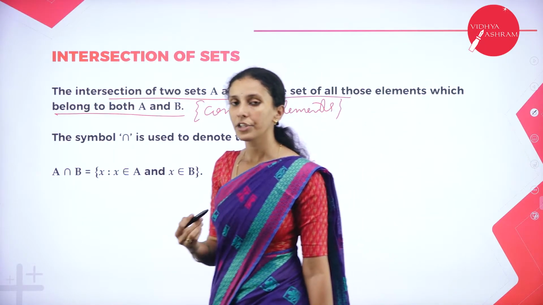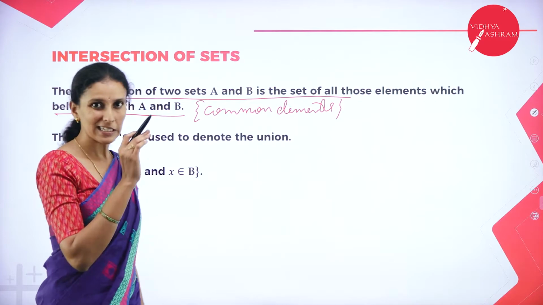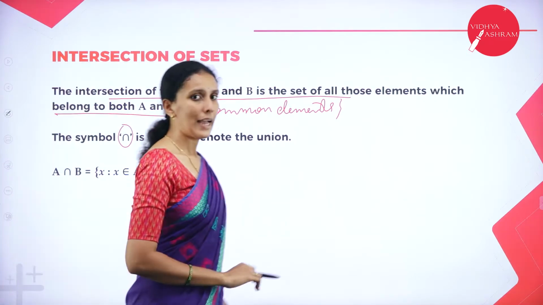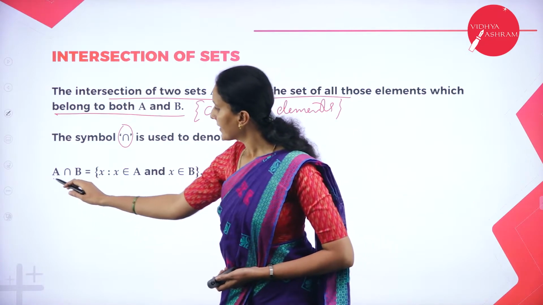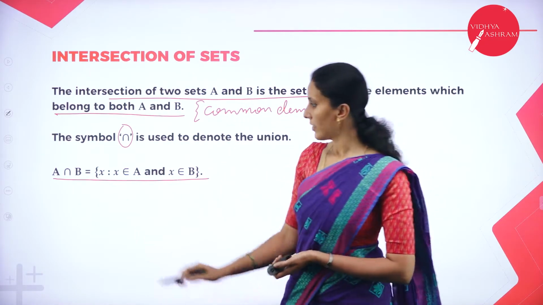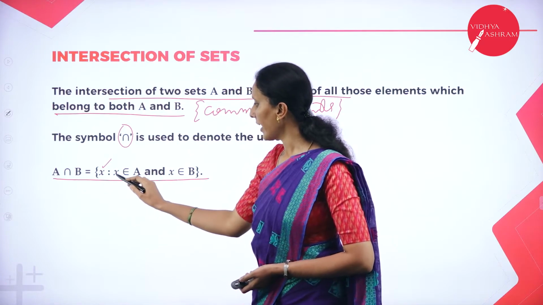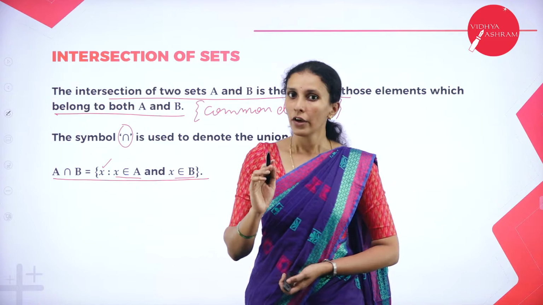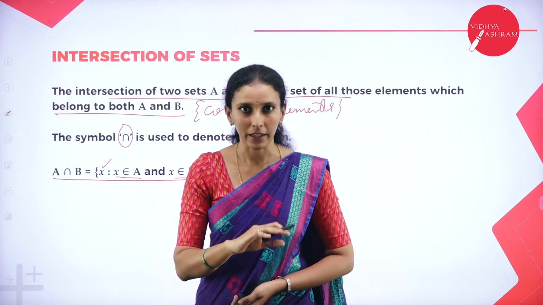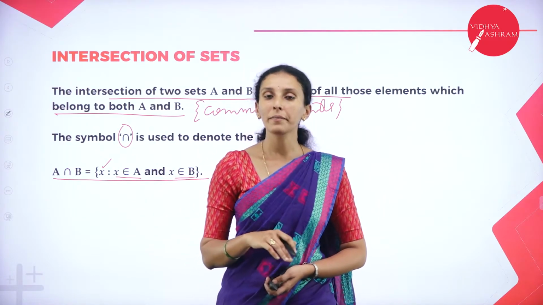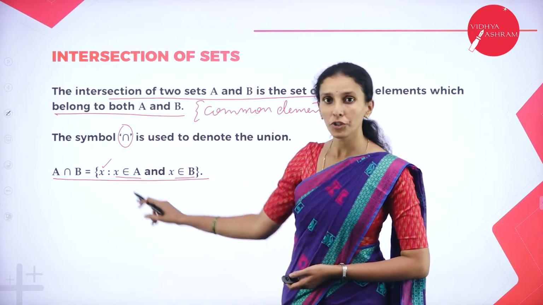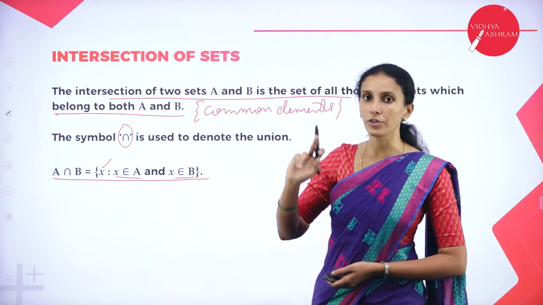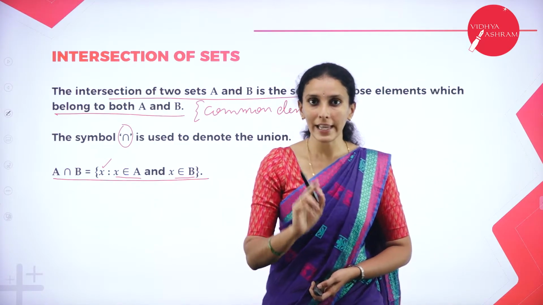So we are writing only the common elements which are present in A as well as B. It is denoted by this symbol, and the definition of A intersection B can be written like this: all the elements of X where X belongs to A and X belongs to B. For union, the condition is whether you have it in A or B, so you just write all the elements from A and B. But here, elements should be both in A as well as B. That is, you are going to write only the common elements in both A and B.